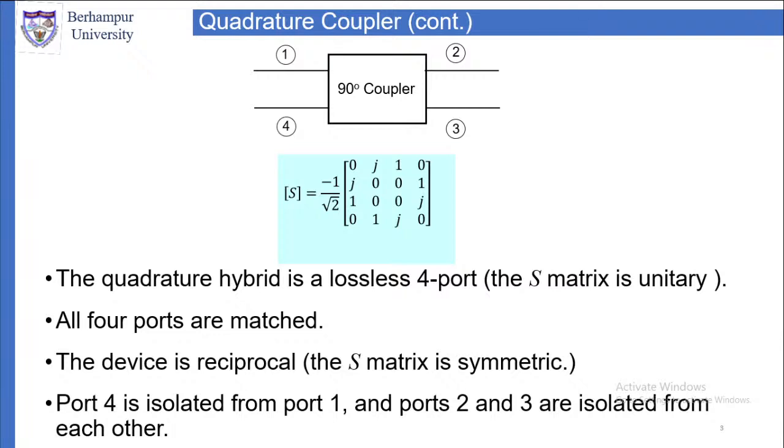Now in this coupler, port 4 is isolated from port 1. If I give input at port 1, no signal will come out at port 4, or if something leaks out, it will be negligible. Port 2 and port 3 are isolated from each other, and port 2 and port 3 are in phase quadrature. So these are the properties of a quadrature coupler.